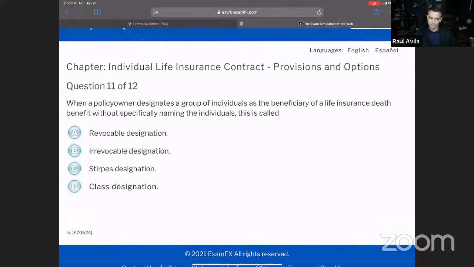2 per question. When a policy designates a group of individuals as the beneficiary of a life insurance death benefit without specifically naming the individuals, this is called A, revocable designation, B, irrevocable designation, C, stirpes designation, or D, class designation. So what's the answer here? D, class. Yeah, I like it.